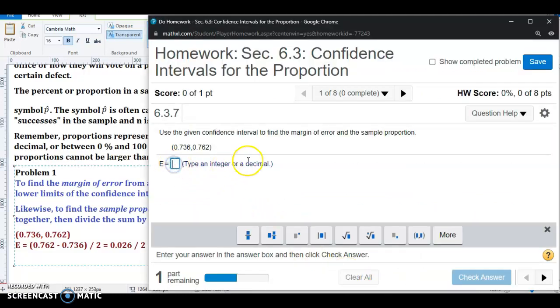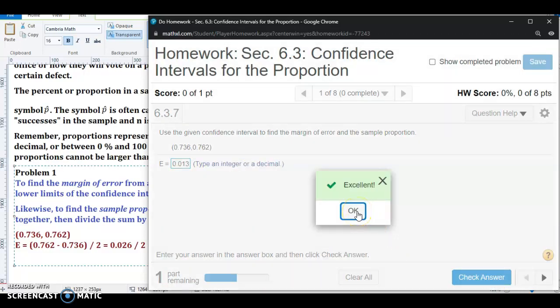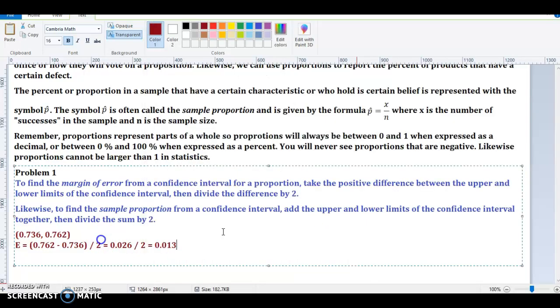Okay, and it says type in integer or decimal, right? So our answer is obviously a decimal, so it should be 0.013, the exact decimal that we get. Remember, margins of error are always positive. If you're getting a negative margin of error, it means you're subtracting the confidence interval limits in the wrong order. So you start with the upper limit, subtract from it the lower limit, and then divide the difference by 2.